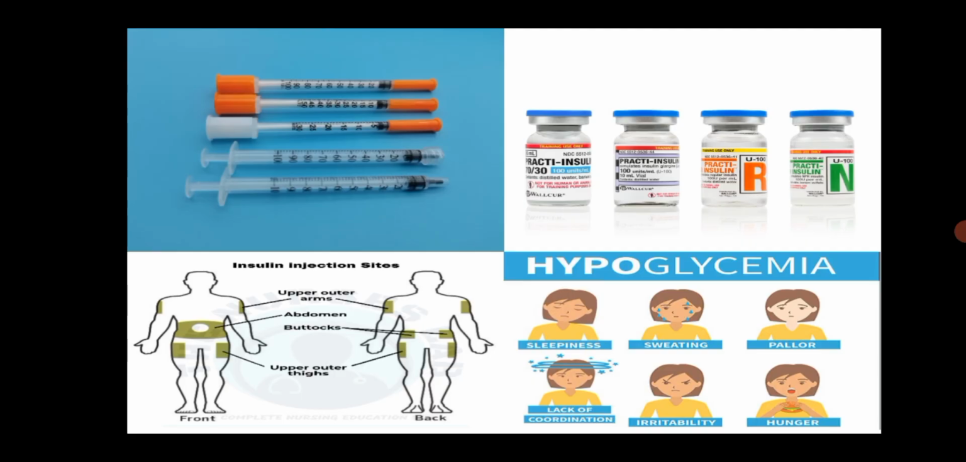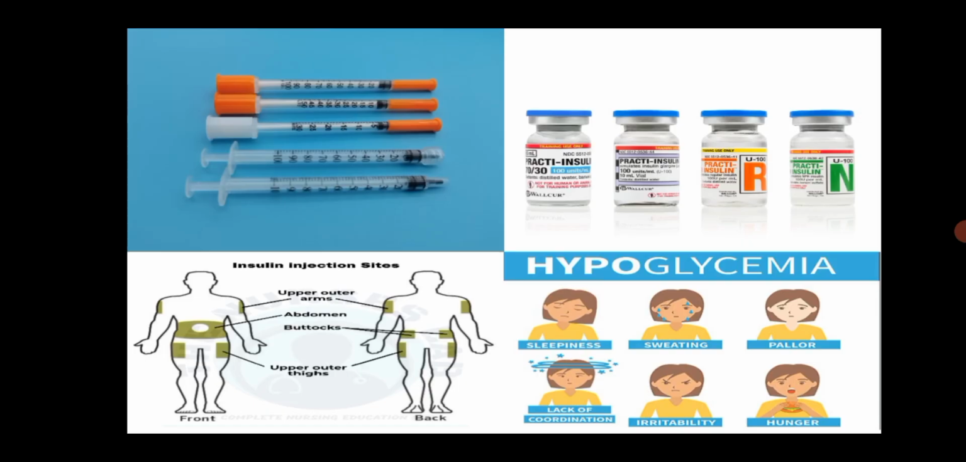Another complication is lipodystrophy. Lipodystrophy is nothing but abnormal fat distribution due to repeated injection in the same area. That is why we rotate. We don't inject in the same area. We prevent lipodystrophy. We prevent those fats from distributing in that area.